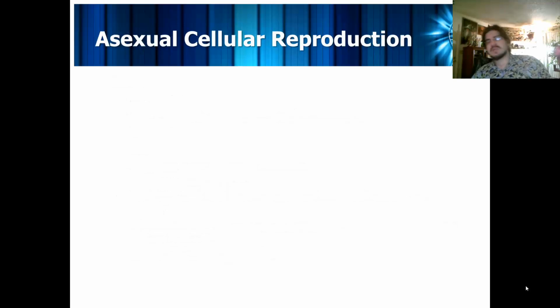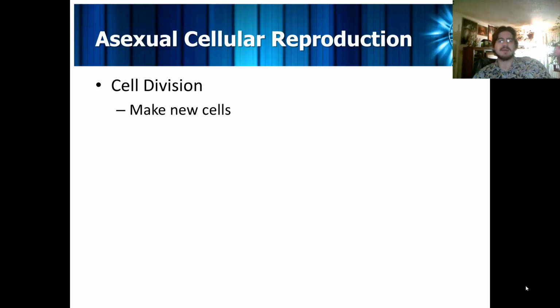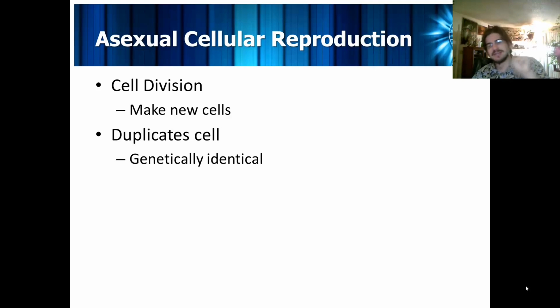So, first thing we're going to do is talk about asexual cellular reproduction. And this is cell division, mitosis. Cell division makes new cells. It duplicates a cell, specifically. This means that mitosis creates two identical, genetically identical cells. And we call them sister cells.